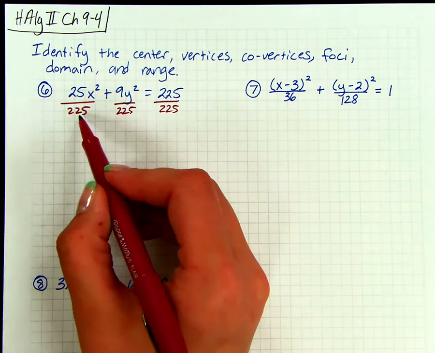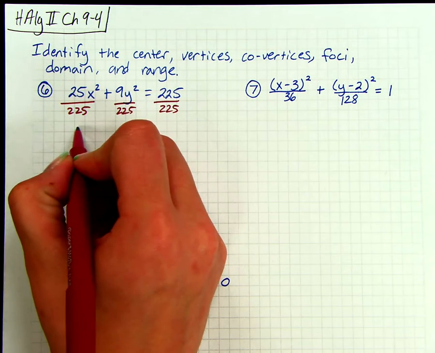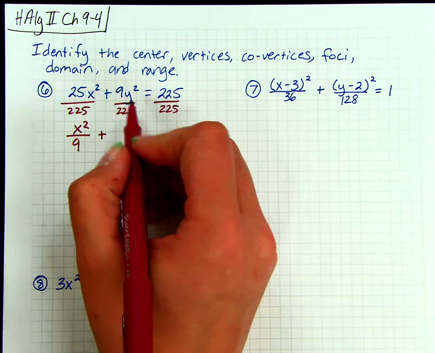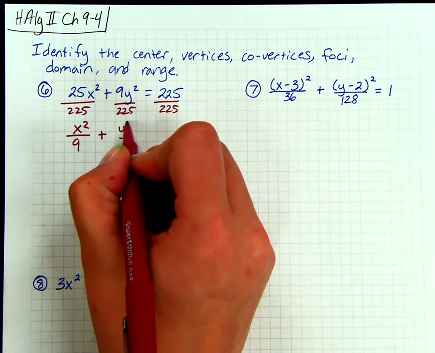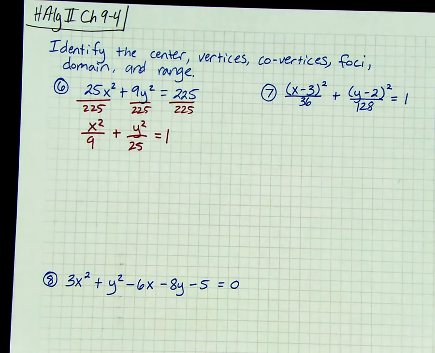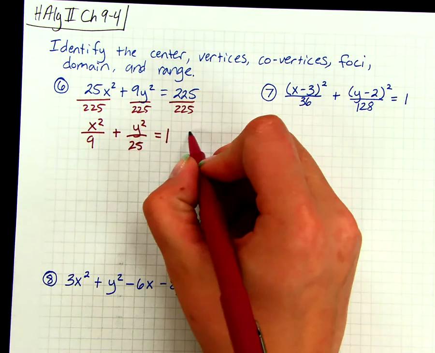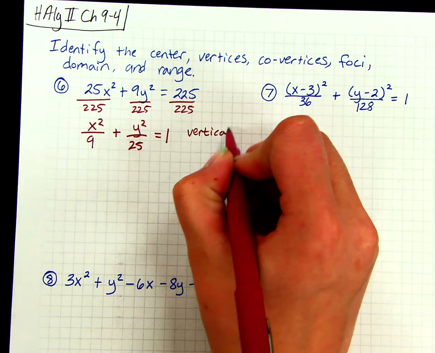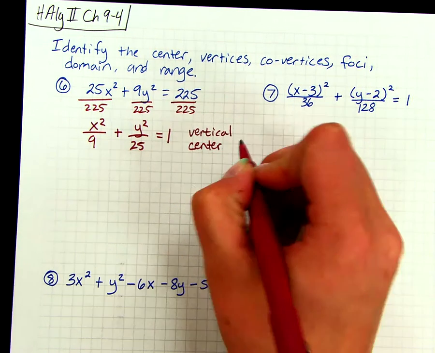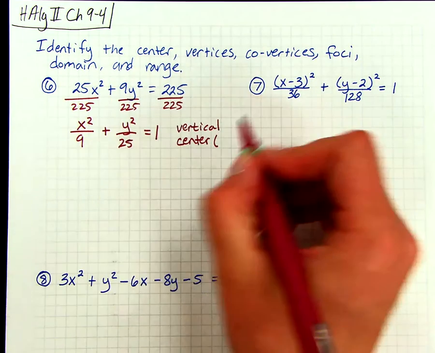Okay. So 25 over 225 is going to reduce to be 1, so x squared over 9. And then plus 9 over 225 will reduce to be y squared over 25, and then equals 1. So now it's in the form that we need it to be. So next thing we want to do is identify the direction. So again, we're looking for the larger number. So the larger number is underneath y, so this is going to be vertical. Okay. And then our center is h and k, so since we don't have any numbers with x and y, it's just 0, 0.